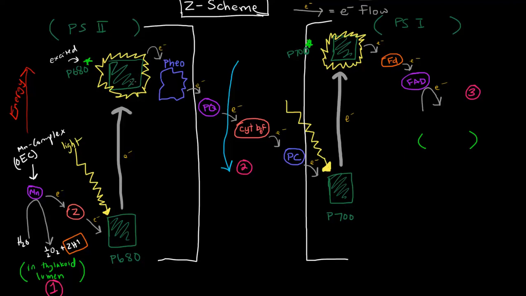Anyway, once this P680 photosynthetic unit is excited, the electrons go to pheophytin, and then from pheophytin to plastoquinone, and then from plastoquinone to cytochrome B6F. Now, plastoquinone is interesting because what it does is it takes protons from the stroma and pumps them into the lumen. So here we have protons from the stroma, and they're pumped over to the thylakoid lumen.